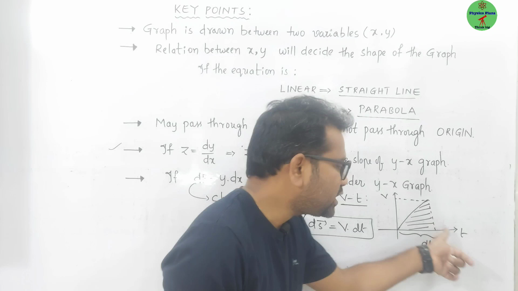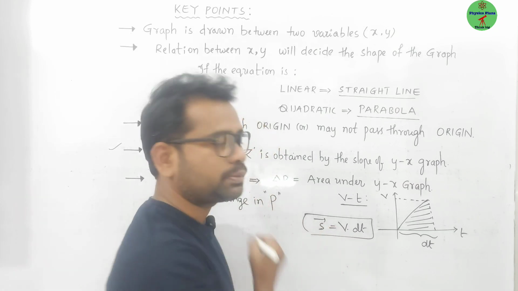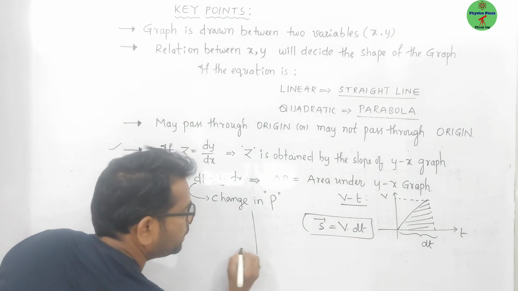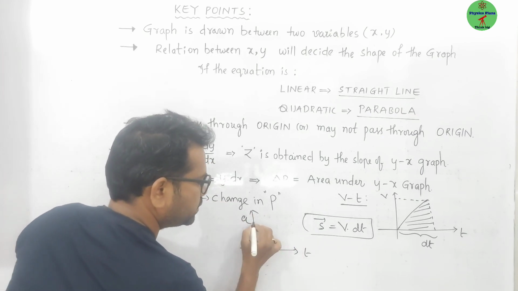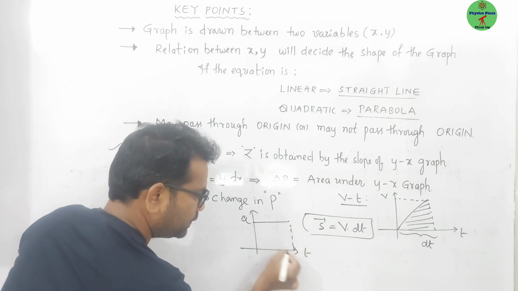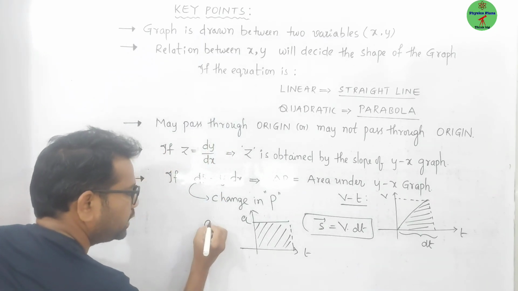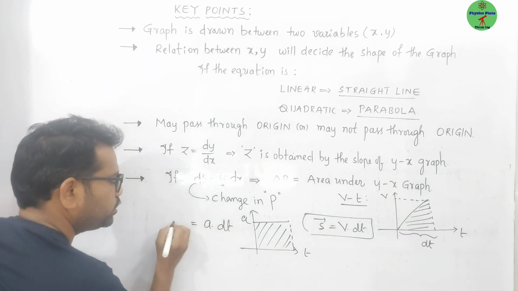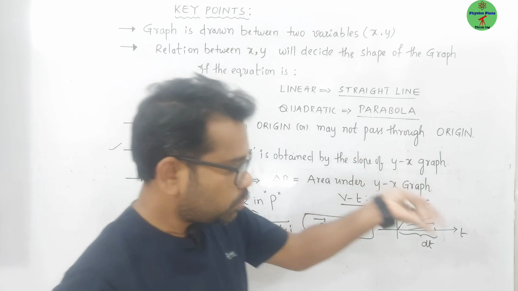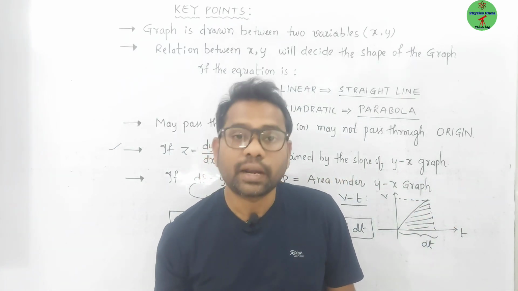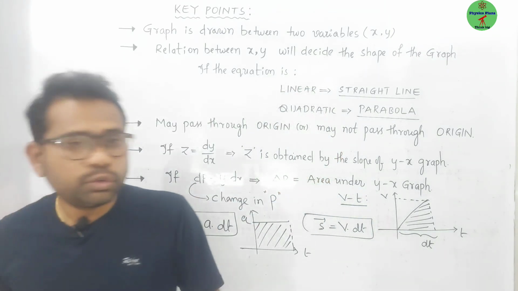If we take an acceleration time graph, here t and here is the acceleration. For suppose here you got something like this graph. So the area under this graph gives you the change in velocity, that is a into dt gives you the dv value. Is the point clear? So by finding the slope and by finding the area under that particular graph, we also can obtain other physical quantities.